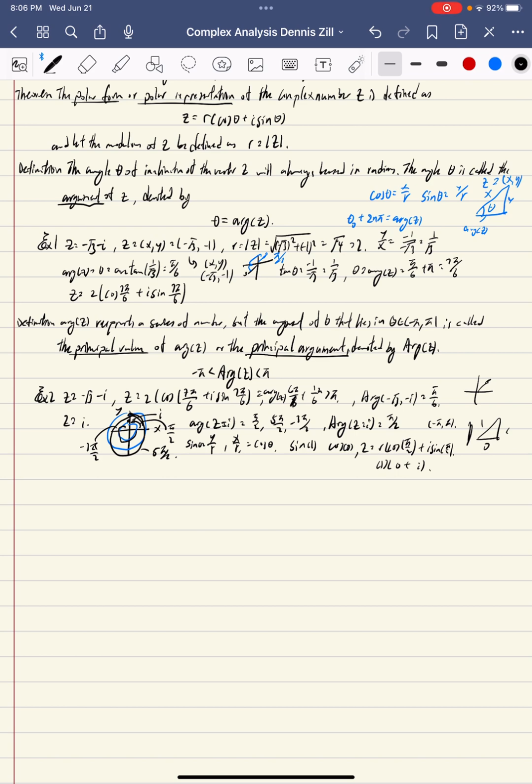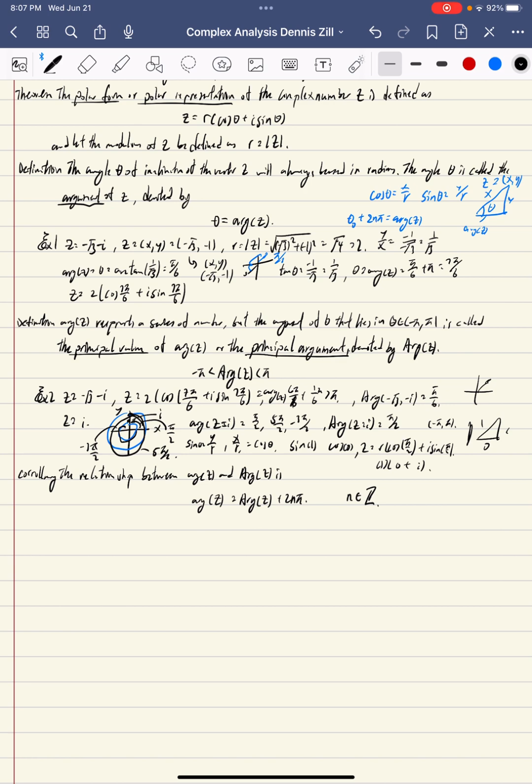Now we may come to a corollary. That is the relationship between the argument of z and the principal argument of z, which can be written as well. The argument of z is equal to the principal argument of z plus 2nπ, for n an element of the integers.